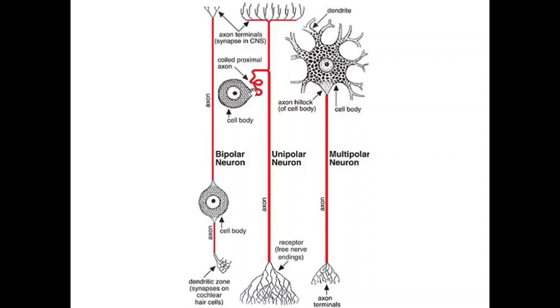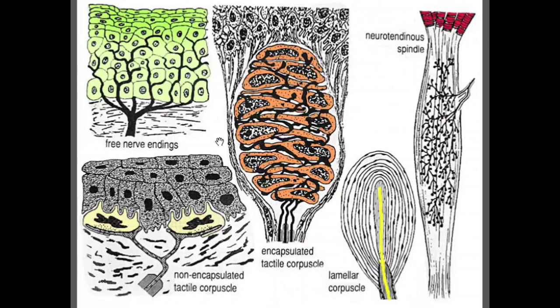Sometimes the unipolar neurons are referred to as pseudo-unipolar because embryologically they are bipolar and then they transform to the unipolar state. This cartoon shows various receptors associated with unipolar neurons. The receptors are out at the peripheral branches of the unipolar neurons. Here are free nerve endings that come up from the dermis and branch in the base of the epidermis.